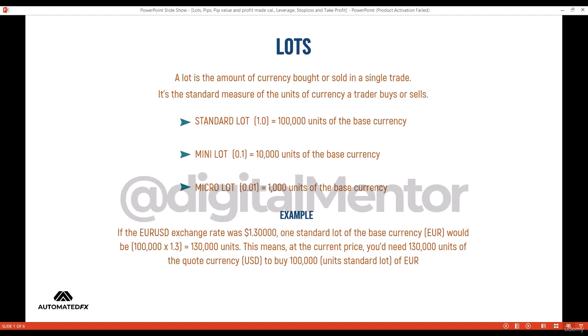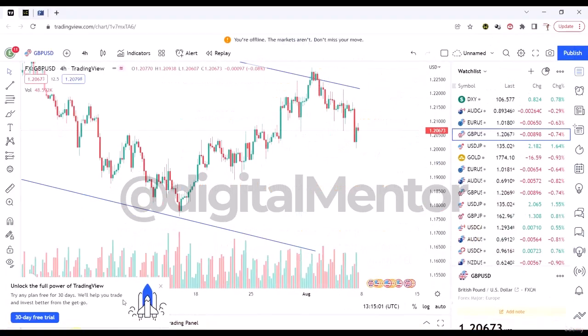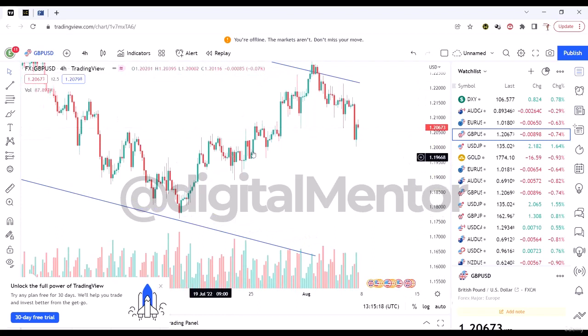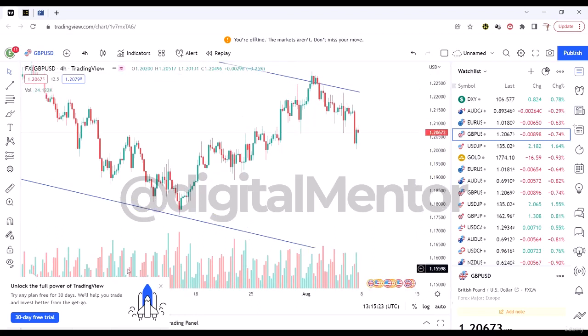So if you are trading a standard lot, it means you are buying or selling 100,000 units of the base currency. And remember, I told you the base currency is the first currency listed. For example, here we have GBP USD. So the base currency is GBP and the quote currency is USD. A standard lot will be buying 100,000 units of GBP. So when you're entering a trade with a standard lot size, you're going to be buying 100,000 units of the base currency, that's GBP in this case.